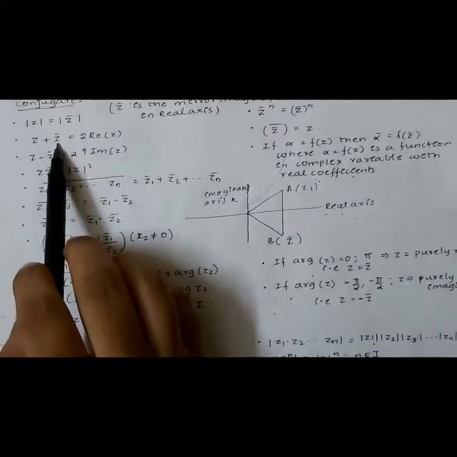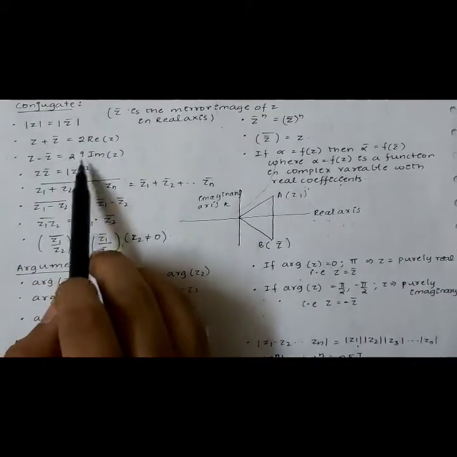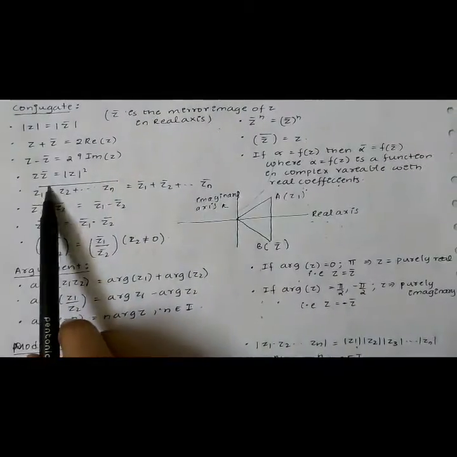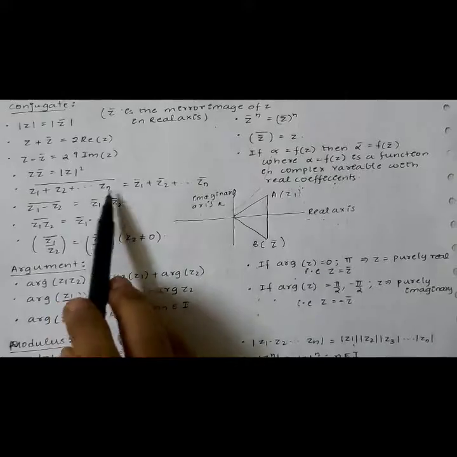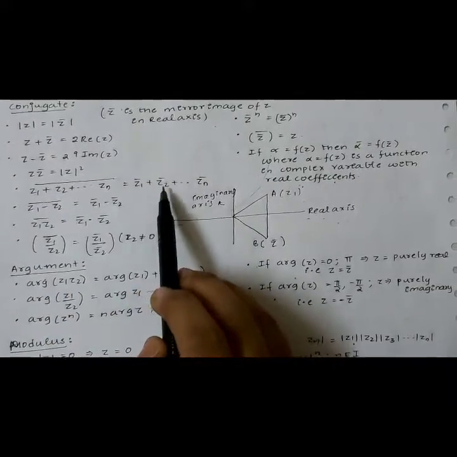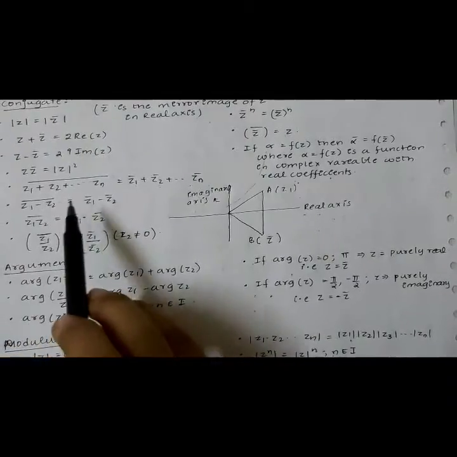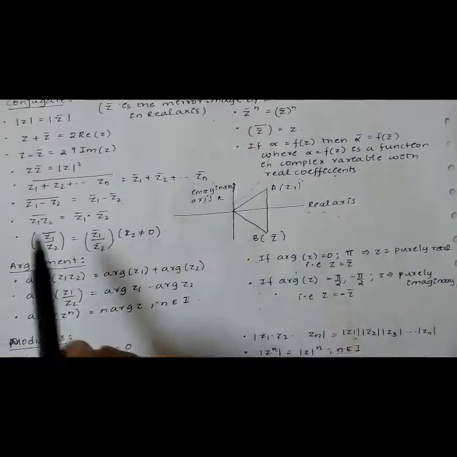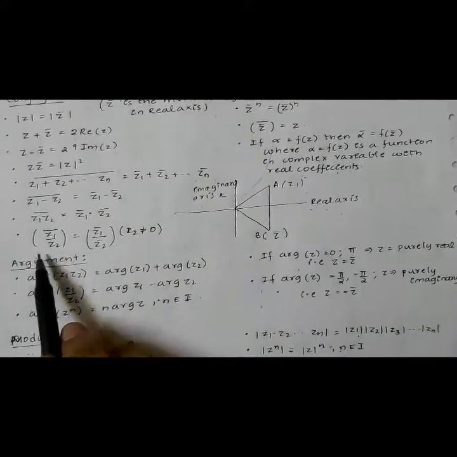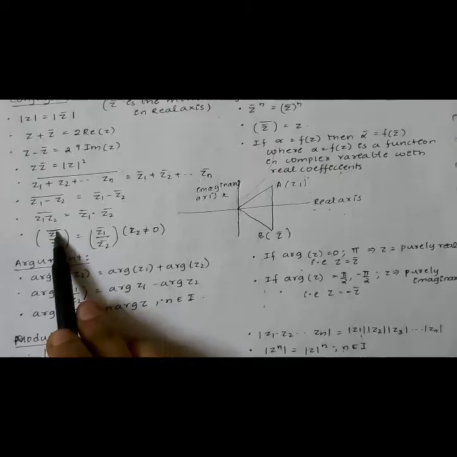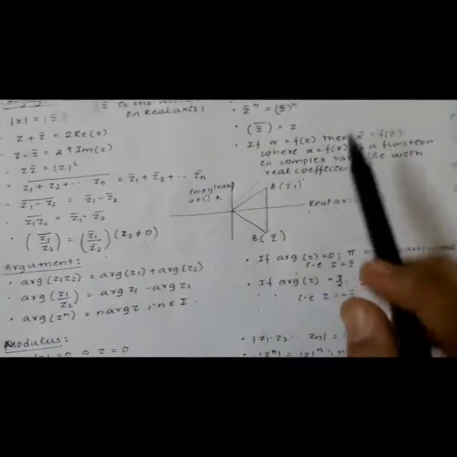Z plus z bar is 2 into real part of z. Z minus z bar is 2 into imaginary part of z. Z into z bar is modulus of z square. Z1 plus Z2 and so on Zn whole bar is Z1 bar plus Z2 bar plus so on Zn bar. Z1 minus Z2 whole bar is Z1 bar minus Z2 bar. Z1 Z2 whole bar is Z1 bar into Z2 bar. Z1 by Z2 whole bar is Z1 bar by Z2 bar when Z2 is not equal to 0.